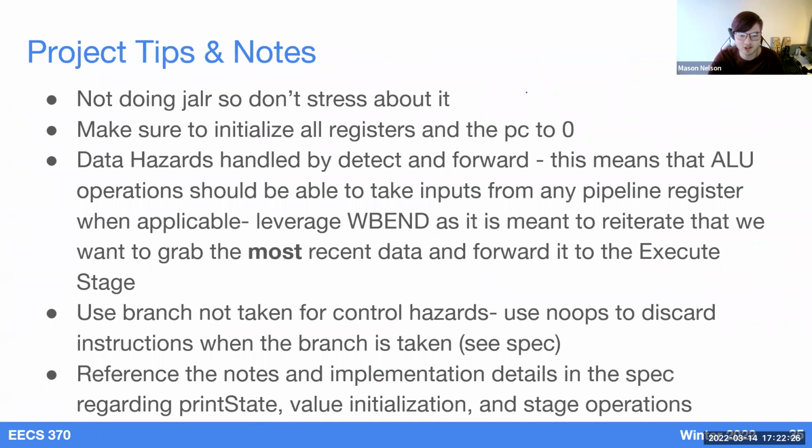And so some final project tips and notes before I go here. We aren't doing jalr in project 3, so that means don't submit to the autograder any tests that contain a jalr. It won't work. They'll flag your submission as wrong. So don't do it. Same as project 1S, make sure that any variables are initialized properly, particularly to 0. And for the checkpoint, you don't have to really do anything for data hazards. But for the final submission, you will be using detect and forward.